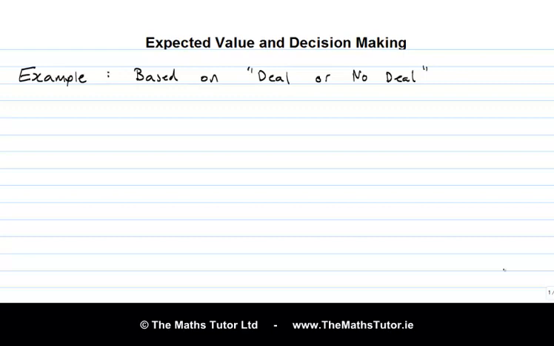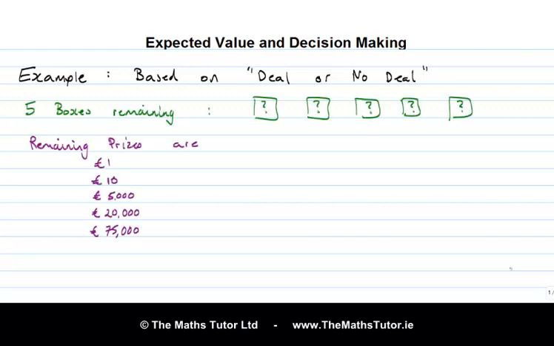You have a number of boxes, and inside each box there's a prize, an amount of money. During the game, you gradually eliminate all the boxes until you're left with one box, and you can take the prize inside that box. Now there's a few complications, but that's basically the idea. And at various stages, the banker will offer you a deal, and you can choose to accept that deal, in which case you just get a certain amount from the bank, or you can choose to reject the deal and play on. So I'm going to present an example here which is a simplified version of this, and we'll see how we can use expected value to analyze it.